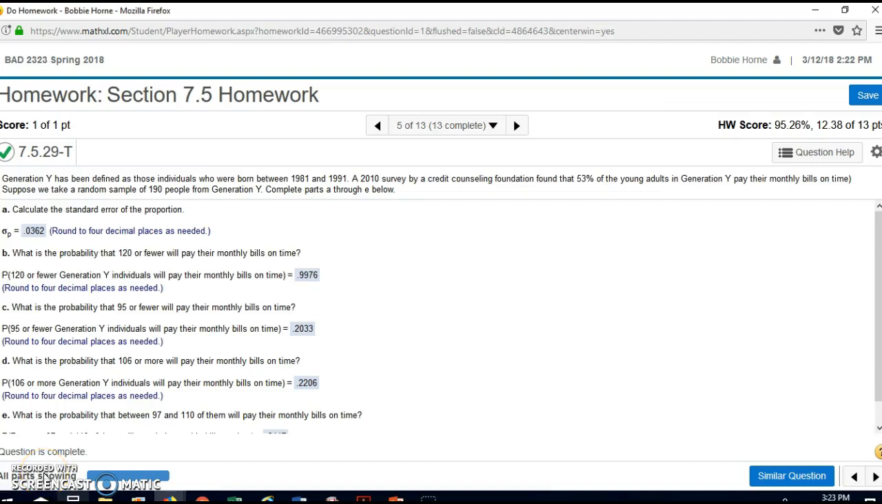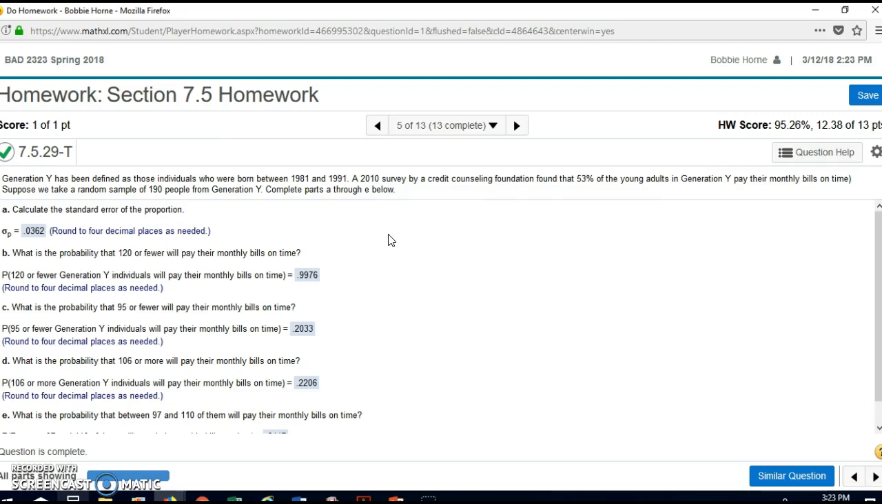Okay, looking at problem number 5, we say generation Y has been defined as those individuals who were born between 1981 and 1991. In a 2010 survey, it was found that 53% of young adults pay their monthly bills on time. Suppose we take a random sample of 190 people from Generation Y, complete the parts A through E below.